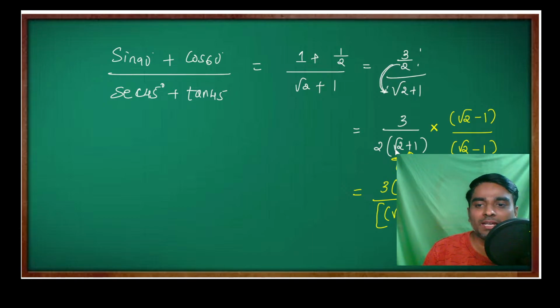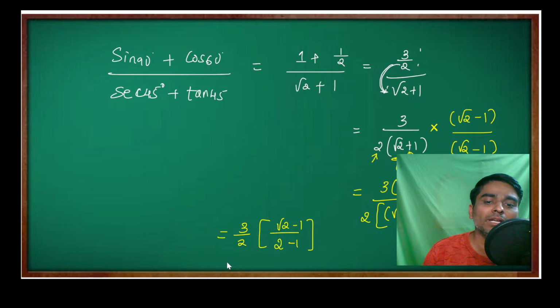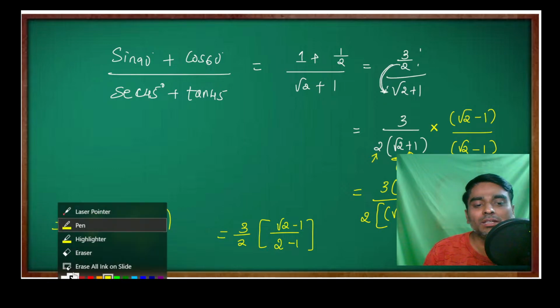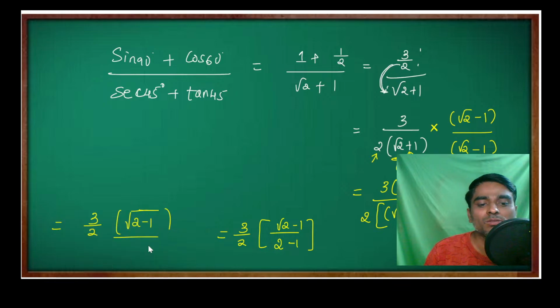So here this 2 was there, I will write it as it is. 3 by 2 you write outside, then the remaining you write in the bracket. Root 2 minus 1 divided by 2 minus 1. Root 2 square will become 2 and 1 square will become 1, 2 minus 1. So the final answer is 3 by 2 into root 2 minus 1 divided by 1. Divided by what? 1. If you don't write this 1, that's fine.